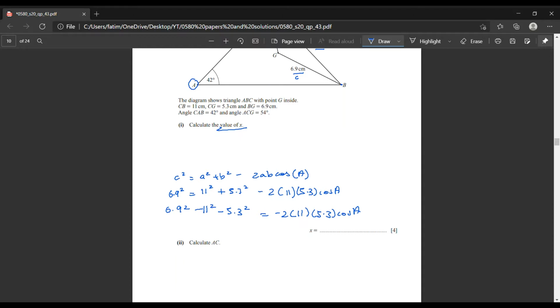So all of these on the right hand side are being multiplied. So we have to take them to the left hand side and they'll become division. So 6.9 square minus 11 square minus 5.3 square, whole thing upon negative 2 into 11 into 5.3. And that will give us the value of cos A. I'll just type that into the calculator now.